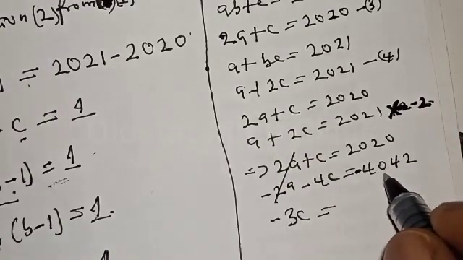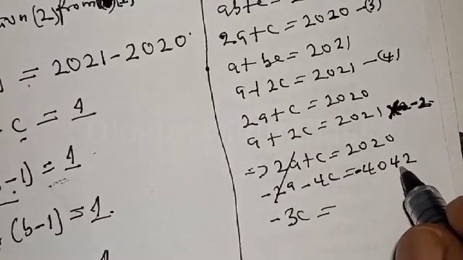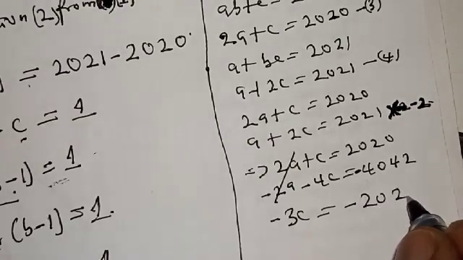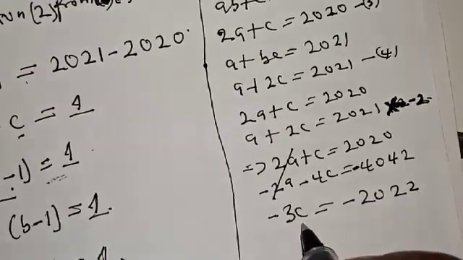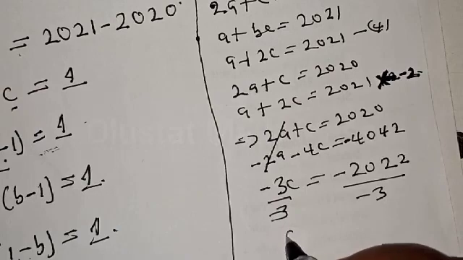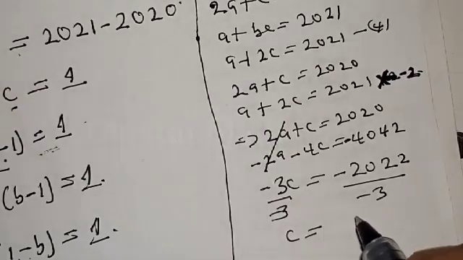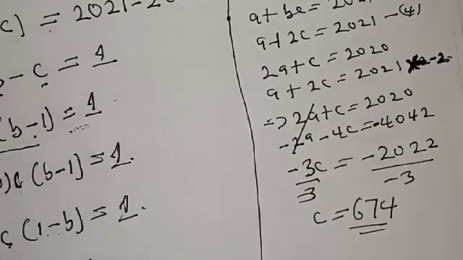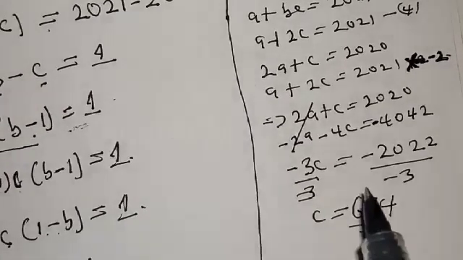We have minus 3C equal to 2020 minus 4042, which will be equal to minus 2022. Then we divide both sides by minus 3. Then our C will be equal to 674.